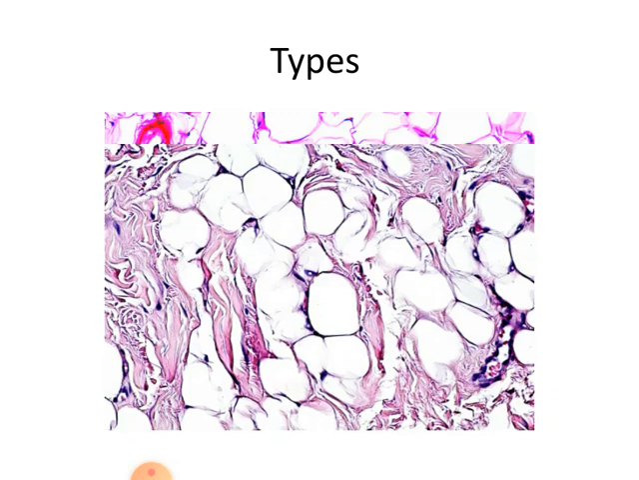The second type of the lipoma is fibrolipoma. As we see in this picture, among the fat cells there is fibrous tissue in between.